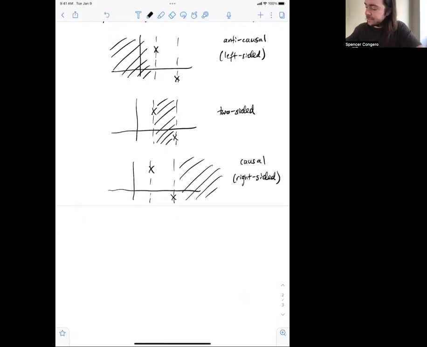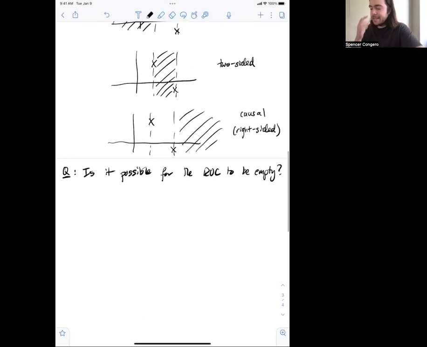Okay, and here's a question. Is it possible for the ROC to actually be empty? Is it possible that the ROC is the empty set, that the Laplace transform doesn't converge for any value of s? And that is possible. So let's see an example.